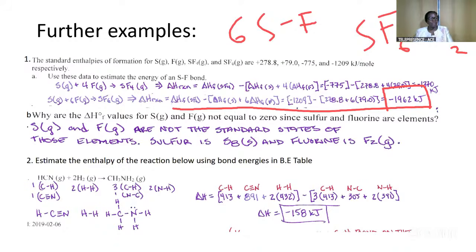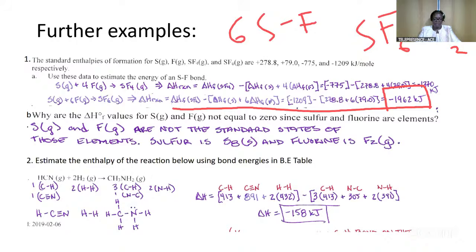Now, the second question says, why are the delta H standard values for the formation of sulfur and fluorine not equal to 0, since sulfur and fluorine are elements? What I explained to you earlier on when we were considering enthalpies also comes to bear here, because sulfur and fluorine in their gaseous state are not the standard state of these elements, so they will not have the value of 0.